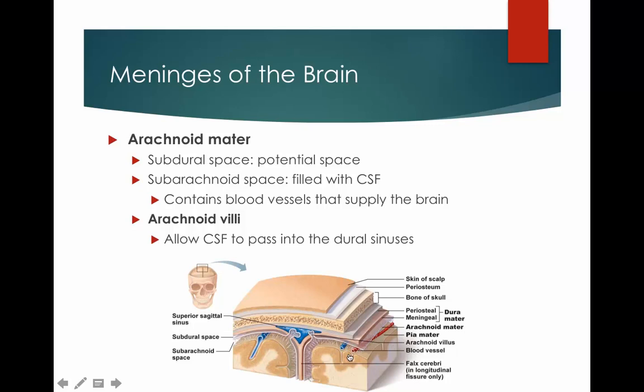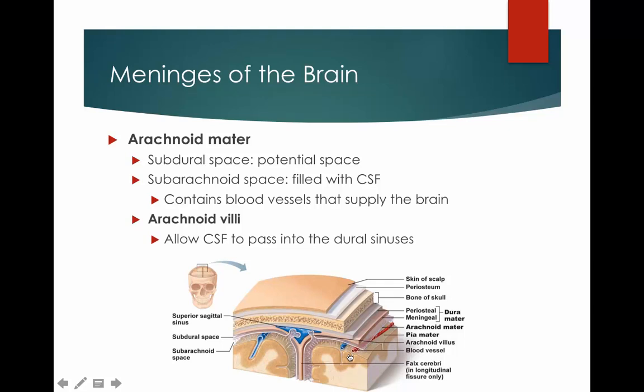So then between the arachnoid mater and the pia mater, that's where you find that subarachnoid space. Again, it's filled with cerebrospinal fluid. It's predominantly loose connective tissue, so that's what gives it more of a spider web type appearance. It's an area in which you'll find a lot of the blood vessels that supply the brain before they then branch into smaller vessels and travel inward with the pia mater.